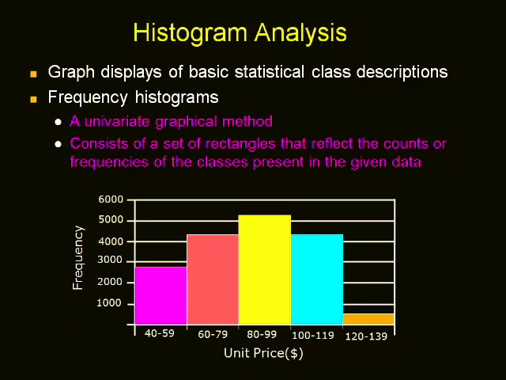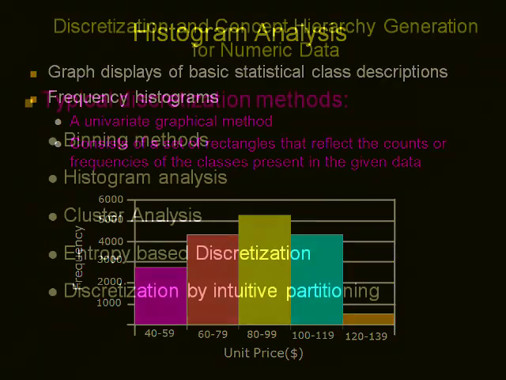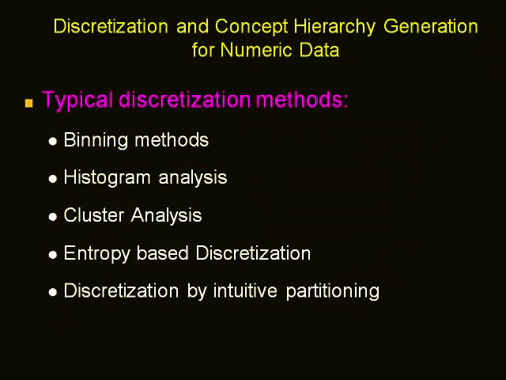Minimum interval size specifies either the minimum width of a partition or the minimum number of values for each partition at each level. Based on cluster analysis of the data distribution also, you can partition the histogram. The slide shows a histogram for unit price by partitioning into different intervals. The histogram consists of a set of rectangles that reflect the counts or frequencies of the classes present in the given data. Then the other kind of method is known as entropy based discretization.